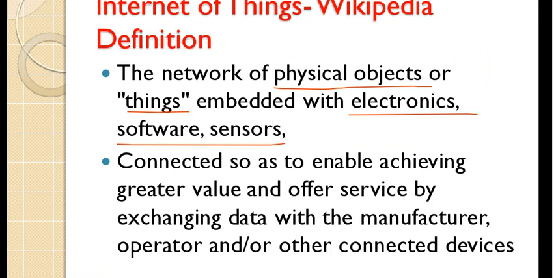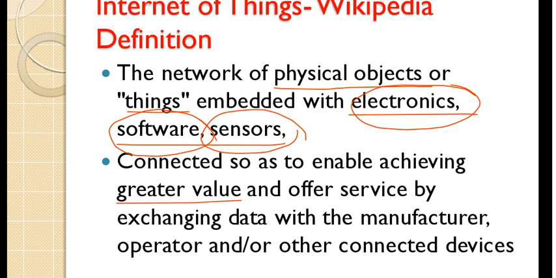The network of physical objects or things embedded with electronics, software and sensors, right? So why electronics is required here, why software is required, why sensors are required, probably you have got a very rough idea as of now. Later we will see precisely why these things are required. So the network of physical objects or things embedded with electronics, software and sensors, connected so as to enable achieving greater value and offer services by exchanging data with the manufacturer, operator and or other connected devices.